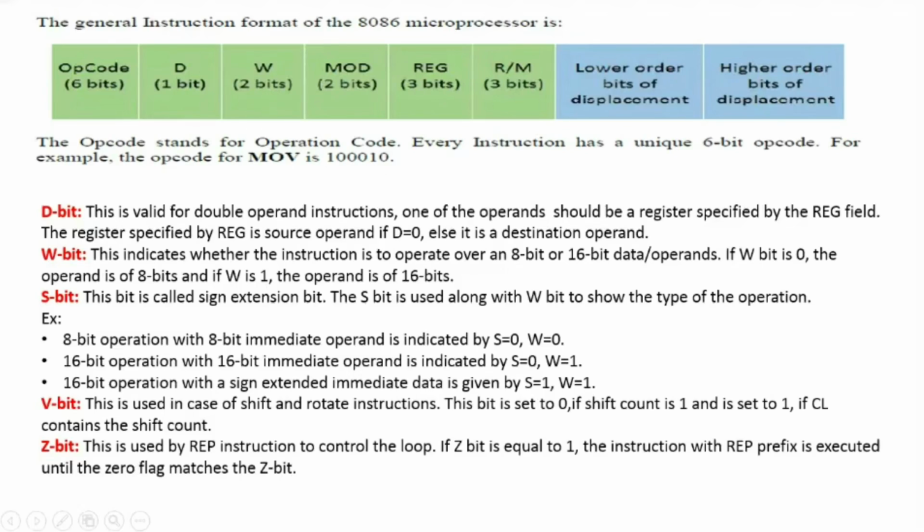We know what the D bit is. Quickly, we'll have a recap. The D bit will tell the direction of data flow into the register and from the register. W will indicate whether we are dealing with 8-bit or 16-bit data or an operand.